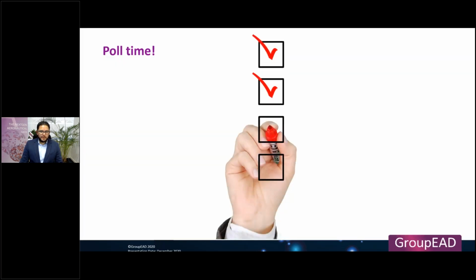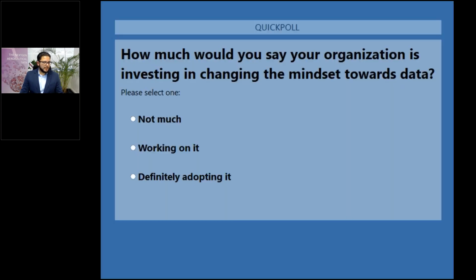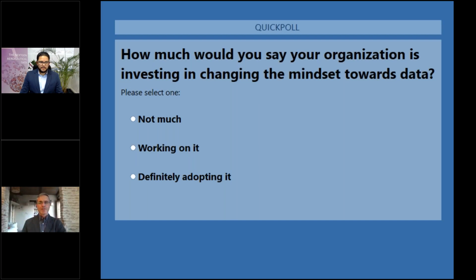So now it's poll time again. I will ask Oscar for support for our next poll. Here I am. We have another question, which is how much would you say your organization is investing in changing the mindset towards data sets, data in general? You think it is not much? You think that they're working on it or definitely adopting it?